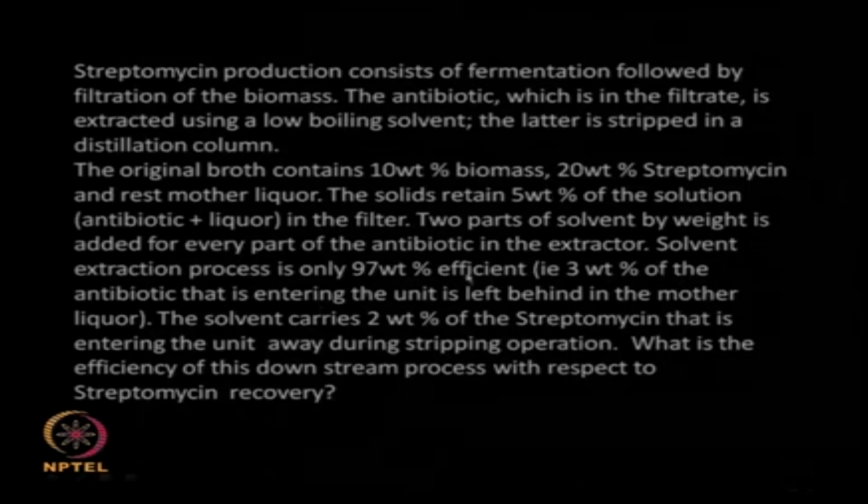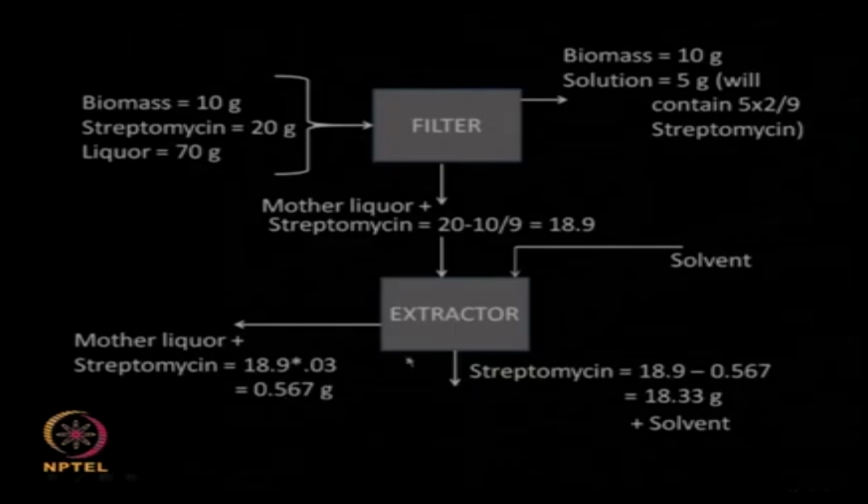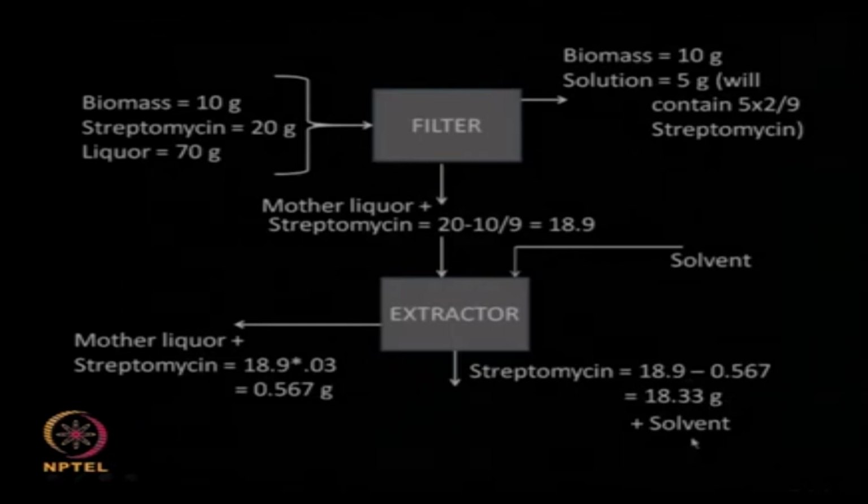mother liquor. That means the efficiency of the extraction is only 97%, 97 weight%. So the 18.9 and 3%, that is 0.03, when you multiply you get 0.567 grams. So 0.567 grams goes away with the mother liquor and you are not able to extract that. So whatever is coming in the solvent will be 18.9 minus 0.567, that is 18.33 grams. So after the extraction you are getting 18.33 grams of the antibiotic in the solvent layer.